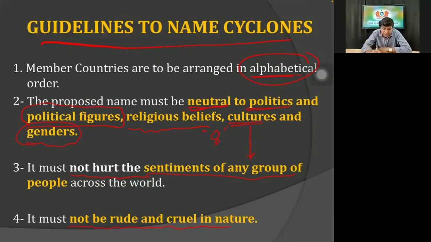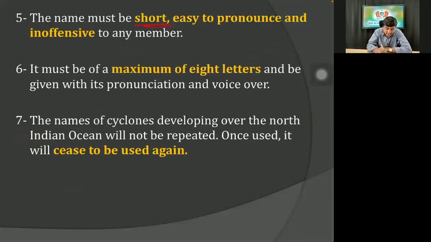So it should be simple, the name should be short, and it should be easy to pronounce. Again, there should be a maximum of 8 letters. For example, we saw Taukte. How many letters are there? See here, 3 and 8, maximum 8 letters. Before that we recently saw Yaas, only 4 letters. And before that, Amphan. So it should have a maximum of 8 letters. That's also one of the guidelines.